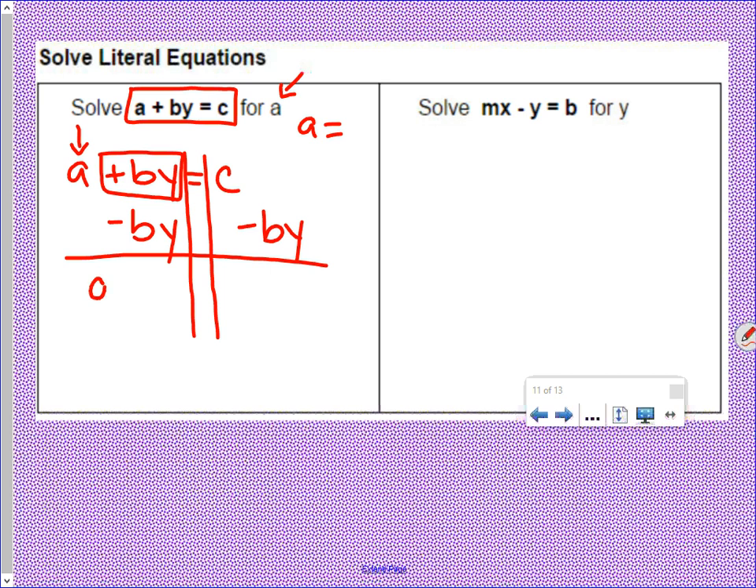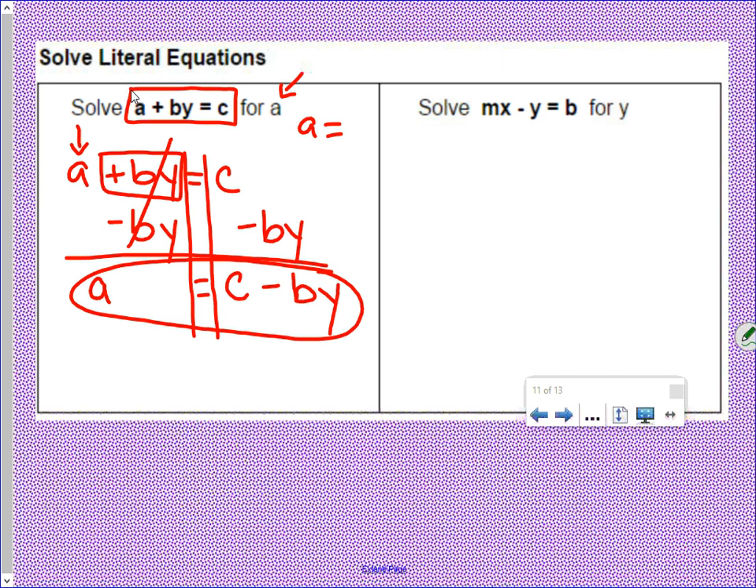A comes down. by minus by is nothing. Equals c minus by. These variables are not alike. They're not like terms, so we cannot combine them, and that's your final answer. a equals c minus by.